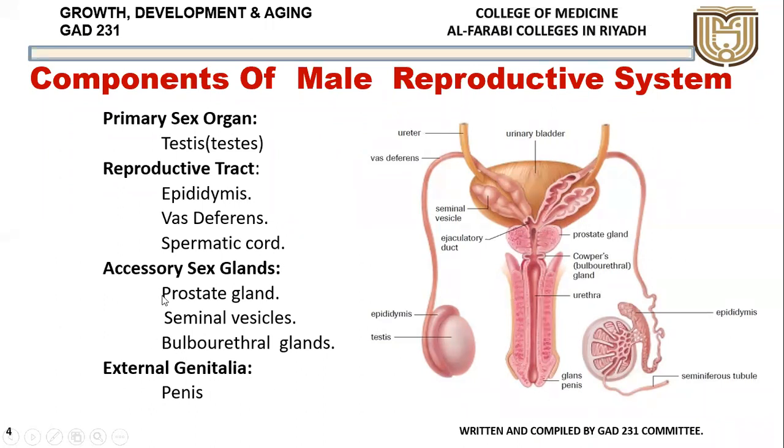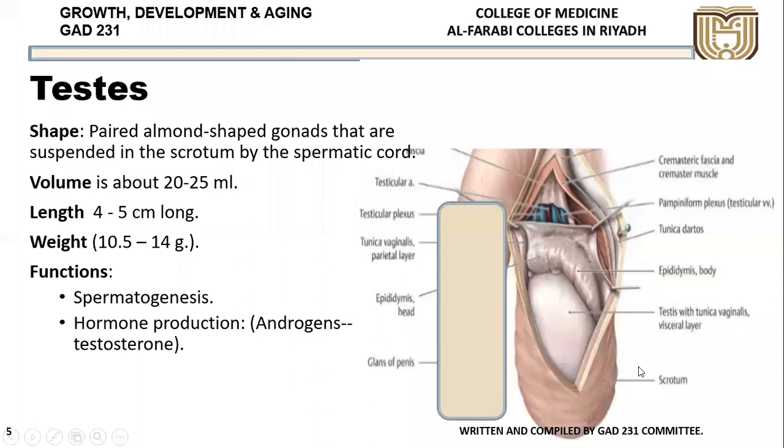So these are some of the components of the male reproductive system. The primary organ is testis. Then the reproductive tract includes the epididymis, vas deferens, and spermatic cord. Then we have the accessory glands, three important glands: prostate, seminal vesicles, and the bulbourethral gland. And finally, we have the external genitalia, which is called the penis.